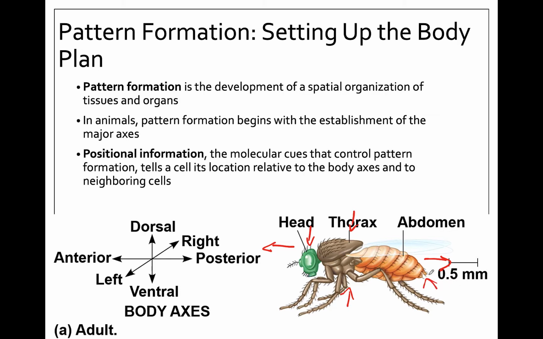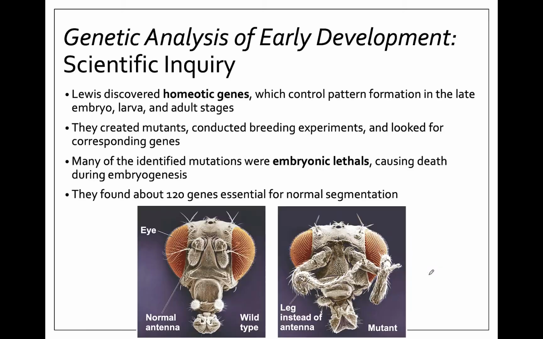So we want to make sure that the right type of tissues develop in the right positions and locations in the body. The types of genes that control this pattern formation are called homeotic genes. And this was discovered in fruit fly experiments, where several researchers took the genes that they thought might control pattern formation, and they looked at them in embryo stages, larval stages, as well as adult stages.